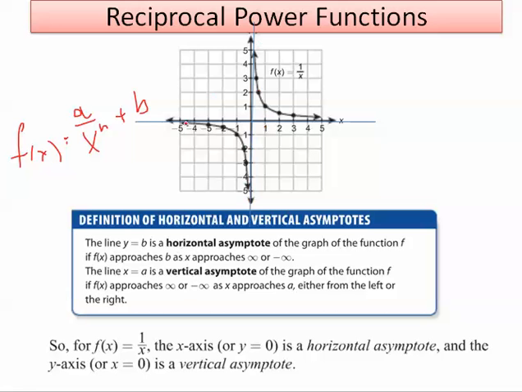It never equals 0 because I can't divide by 0 here, right? So we would have a vertical asymptote of x equals 0. So I've got two asymptotes. One of them is y is equal to b, whatever that b value is. In this case, it's 0. And then the other one would be x is equal to 0.